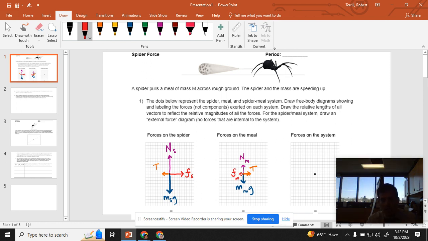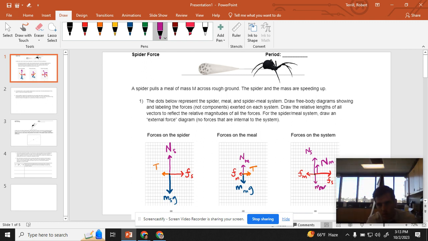So then when we combine those all together, we're going to get something like, I have the force of friction on the spider forward, the force of friction on the meal backwards. I have a couple normal forces, a normal from the spider, normal for the meal. The lengths on these might not be quite right, but force of gravity on the meal and force of gravity on the spider.